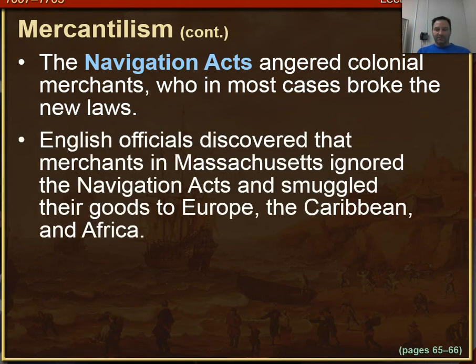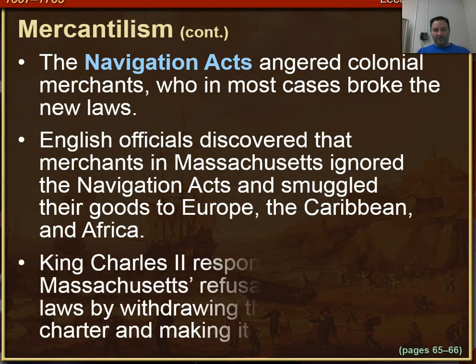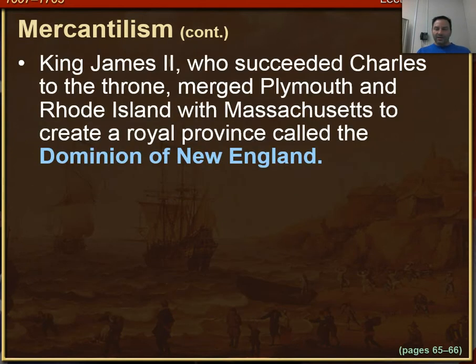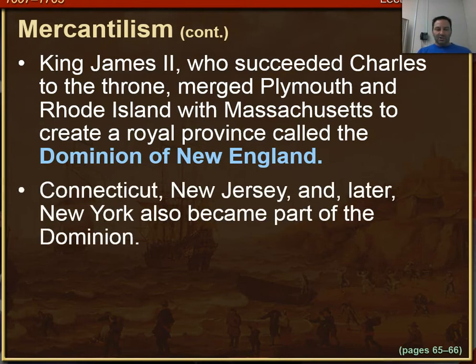English officials discovered that merchants in Massachusetts ignored the Navigation Acts and smuggled their goods to Europe, the Caribbean, and Africa. King Charles II responded to Massachusetts' refusal to observe the laws by withdrawing the colony's charter and making it a royal colony. King James II, who succeeded Charles to the throne, merged Plymouth and Rhode Island with Massachusetts to create a royal province called the Dominion of New England. Connecticut, New Jersey, and later New York also became part of this dominion.